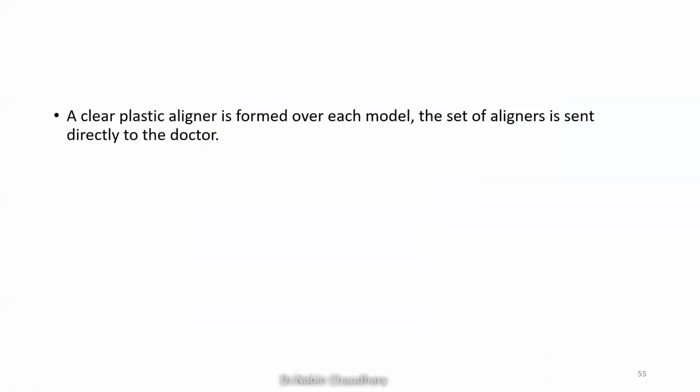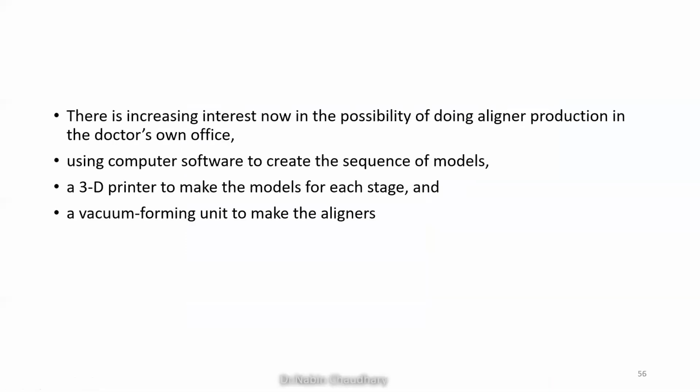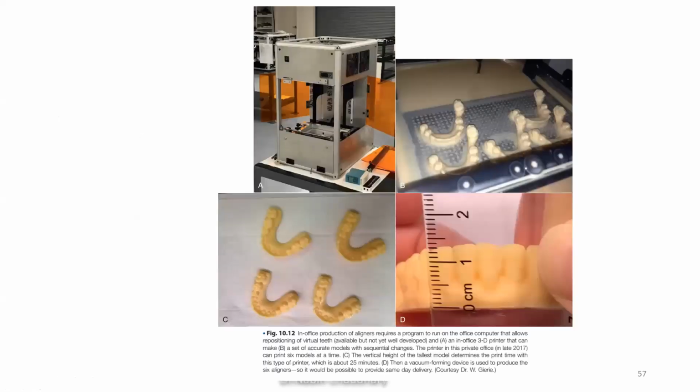Thus, after the clear plastic aligner is formed over each model, the set of aligners is sent to the doctor. Now there is something called the in-house aligner system, and there is increasing interest in the possibility of doing the aligner production in the doctor's office itself. However, it will require the basic program for the Invisalign production in-house. That is, it will require computer software to create the sequence of models. We will also require a 3D printer to make the models for each stage, and a vacuum former unit to make the aligners.